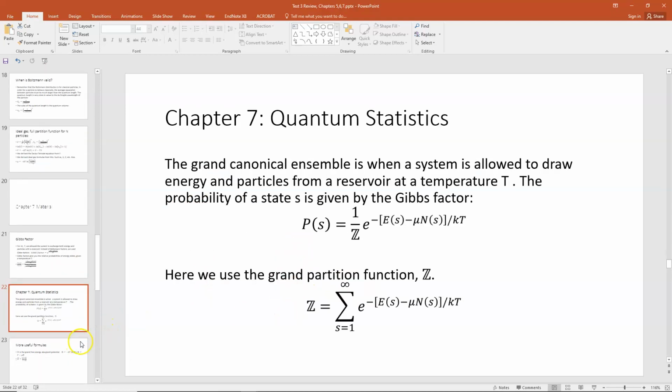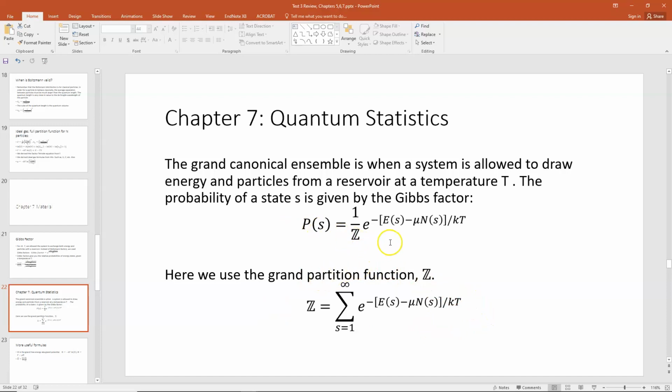Now, we used this to derive the idea that you could find the probability of a single state using your grand partition function and the Gibbs factor. So the probability of a given state is 1 over your grand partition function times your Gibbs factor. And you find your grand partition function by summing over all the Gibbs factors for your system.